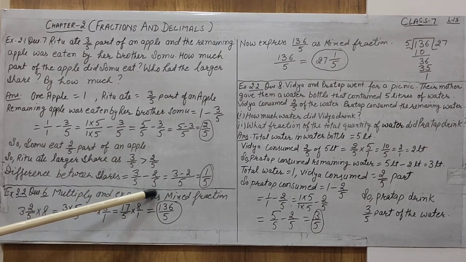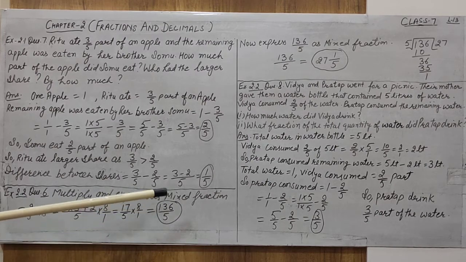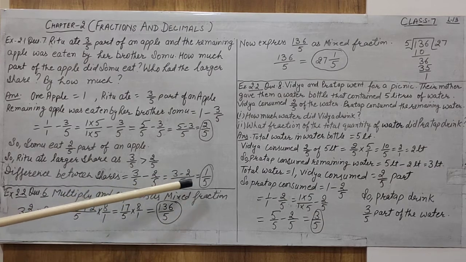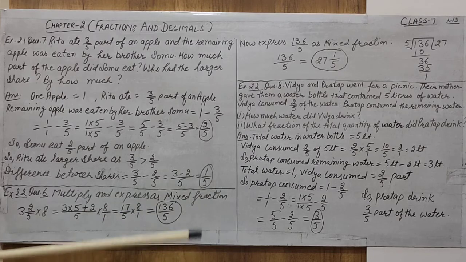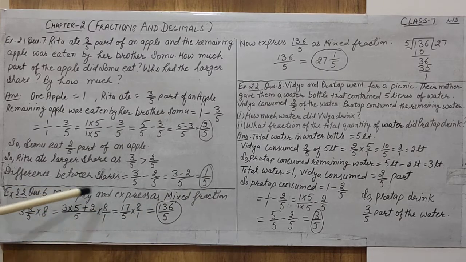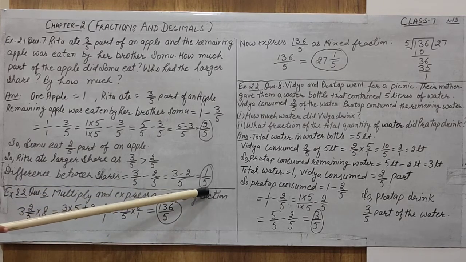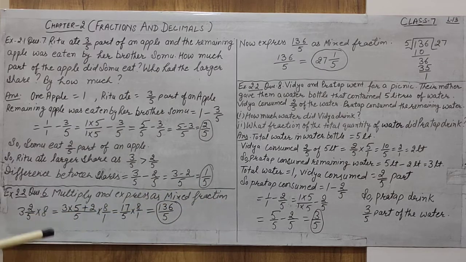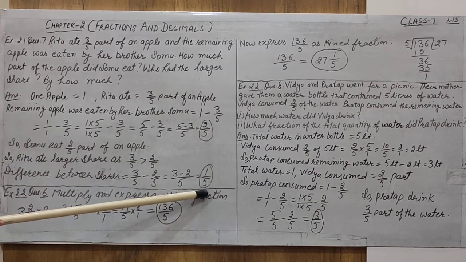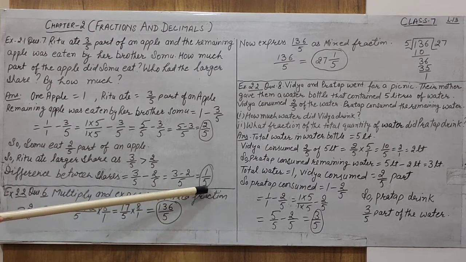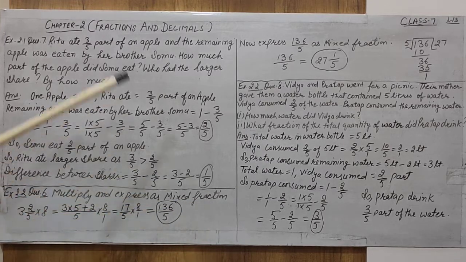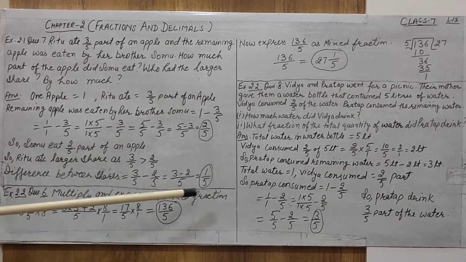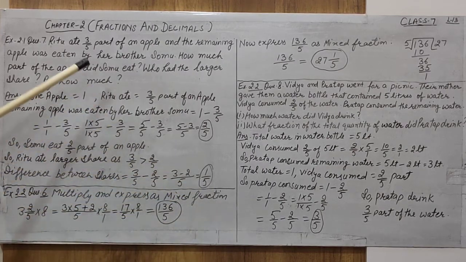3 by 5 minus 2 by 5, as the denominators are similar. So the LCM is 5. Numerators are subtracted. 3 minus 2 is equal to 1 by 5. So the difference between the shares is 1 by 5. So we can say Ritu ate 1 by 5 part larger, 1 by 5 part more than Somu. So you can write at the end that Ritu ate 1 by 5 part more than Somu.